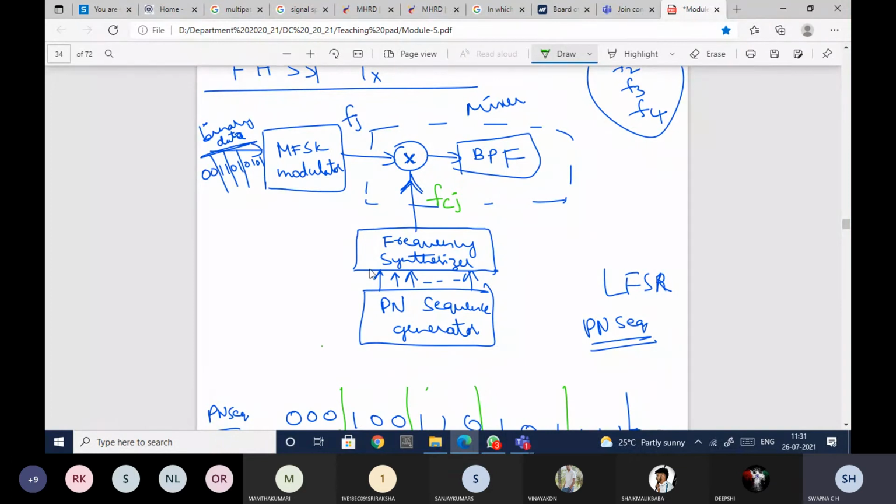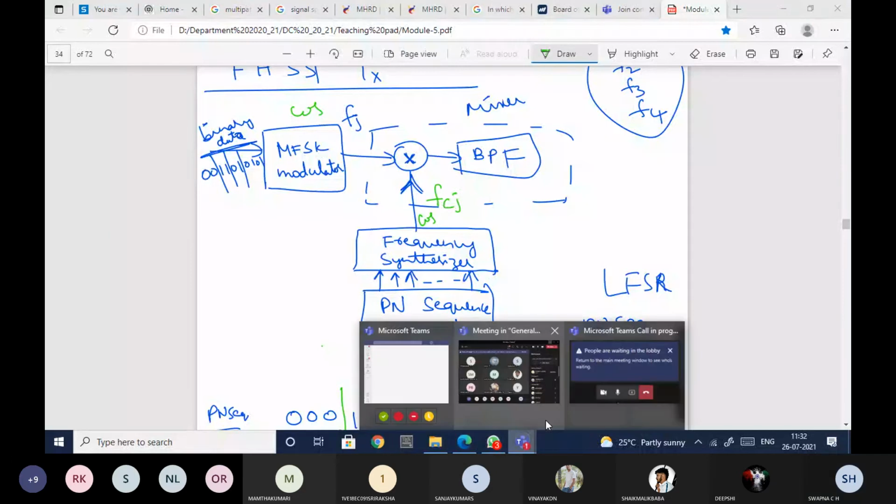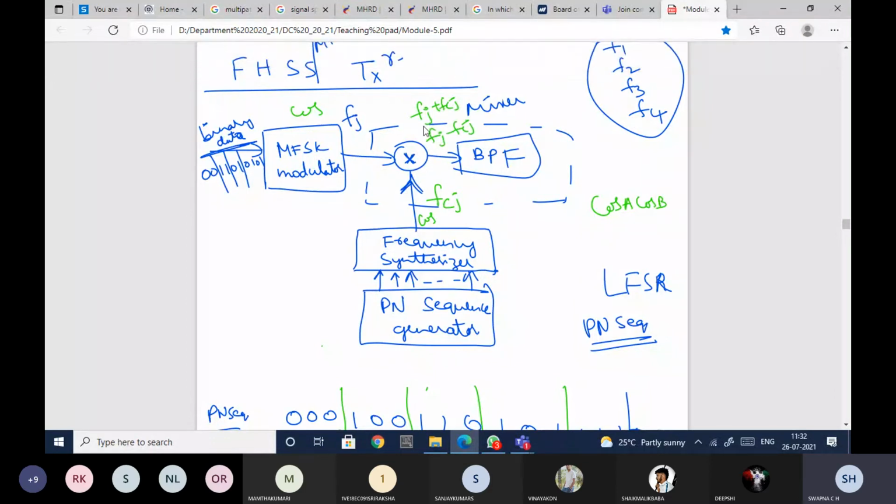The PN sequence is given to the frequency synthesizer, and the output of the frequency synthesizer is given to the mixer, the multiplier. So here you will have cos 2π Fcj t, something like this. You know that cos A cos B can be represented as cos(A minus B) and cos(A plus B). So this mixer will provide two frequencies, Fj plus Fcj and another frequency, Fj minus Fcj. These are the two frequencies that will come out of this multiplier.